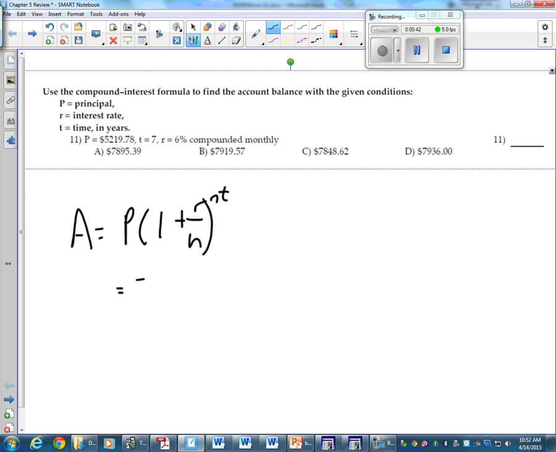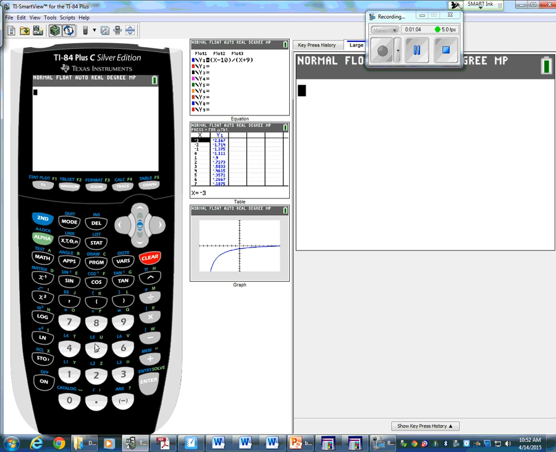So for this problem, I'm going to put $5,219.78 times 1 plus 6%, which would be 0.06, over compounded monthly, which would be 12, to the 12 times 7. You may want to put parentheses around this or go ahead and figure out that that's 84 when you type it into your calculator.